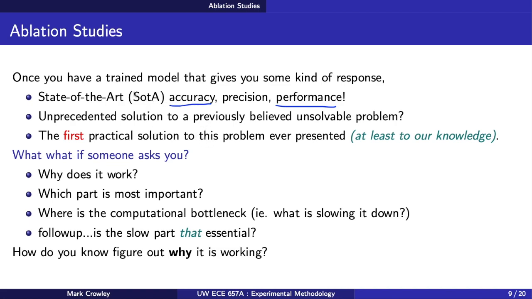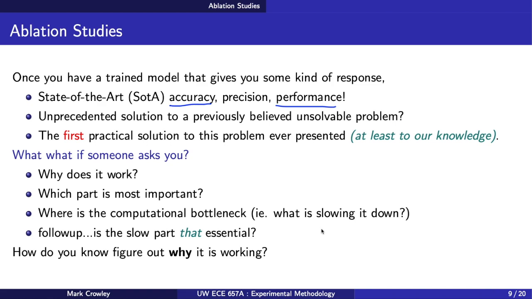But even if you have nice plots and statistics claiming these results, there's still some other questions that someone could ask you about your model, such as these questions here. They could ask you, why does it work? Which part of your model is the most important? Where is the computational bottleneck, right? So what's the thing in your algorithm that's costing the most computation time?